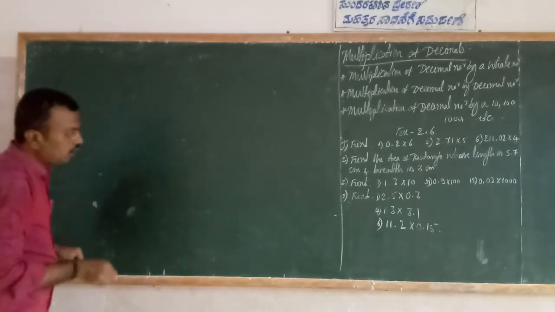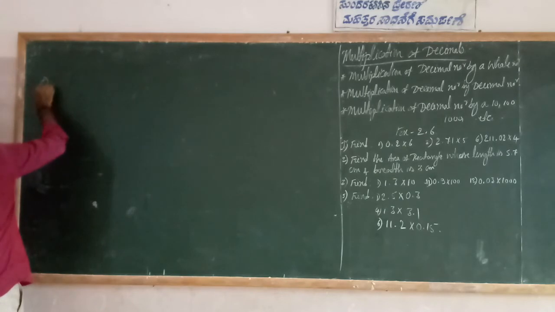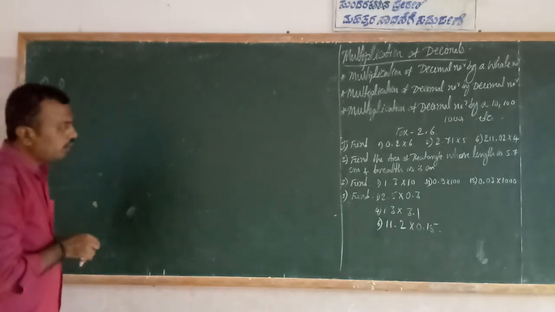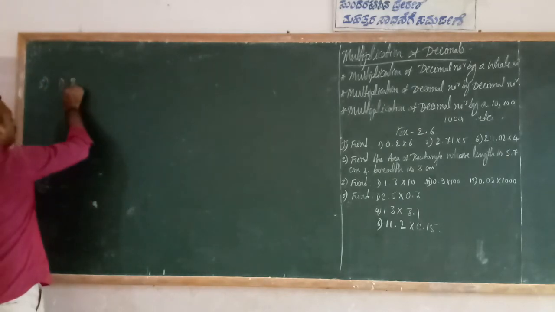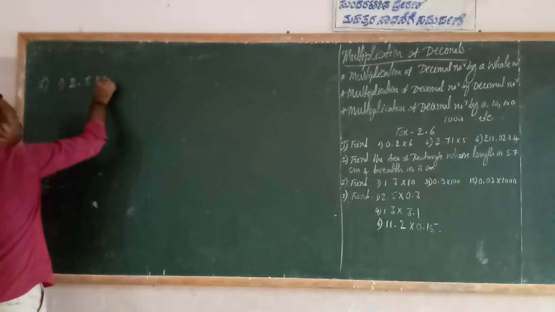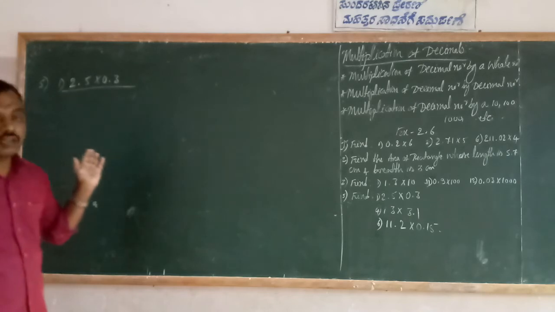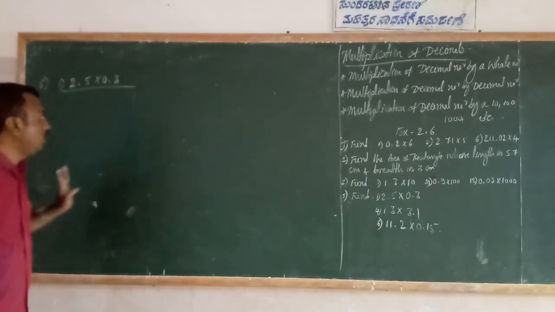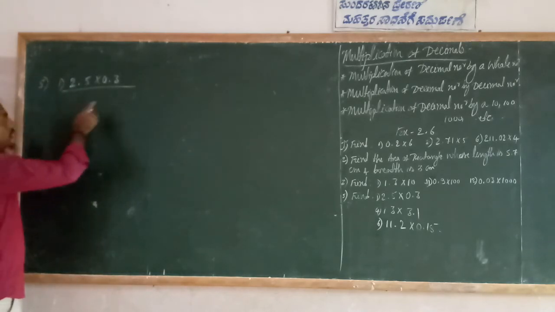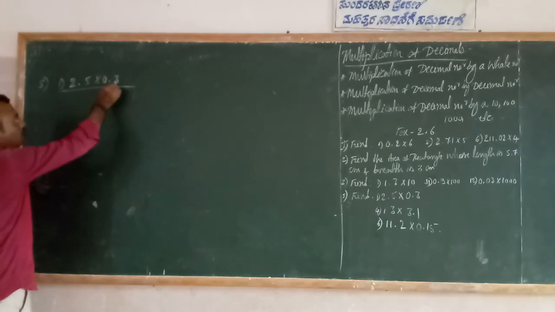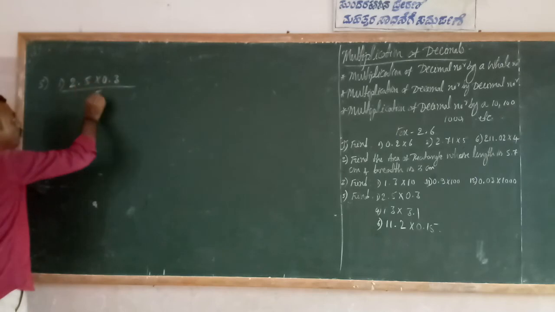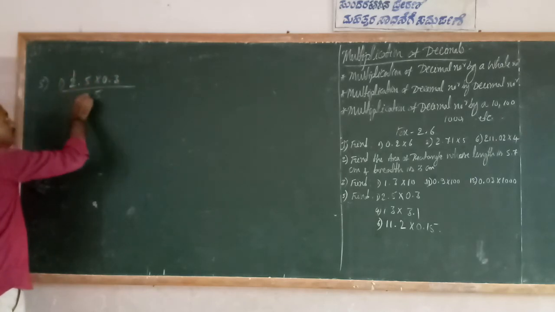Find 2.5 into 0.3. Fifth main, first question. 2.5 into 0.3. So it is multiplication of a decimal by a decimal number. See, leave the point, and as it is you have to multiply the digits. So first multiply by 3. 3 fives are 15, carry 1. 3 twos are 6 plus 1, 7.